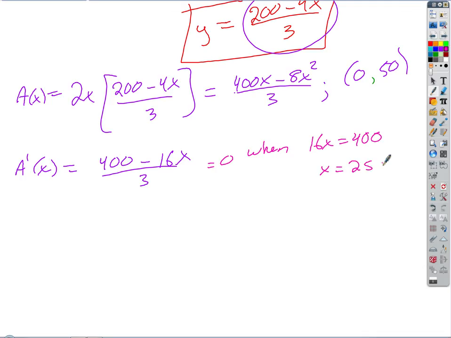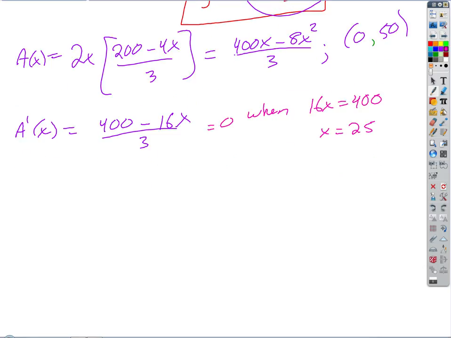Isn't that right? Yeah, that's right. 16 times 25 is 400. So x is 25, right? There's our one critical number. But now let's think about this in terms of the table, right? So how about if we make a small table down here. We don't need to find the second derivative.